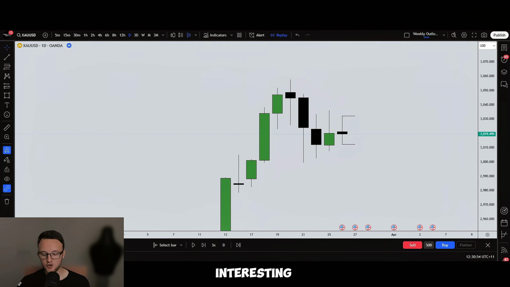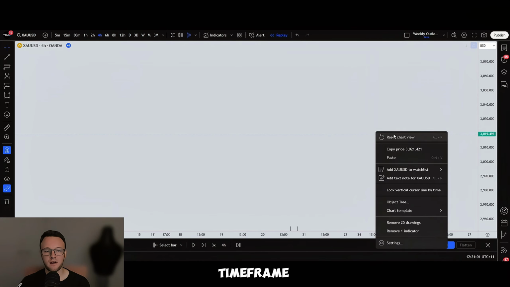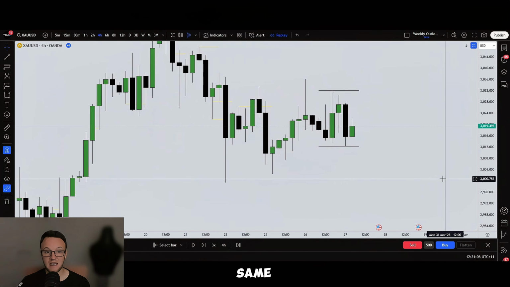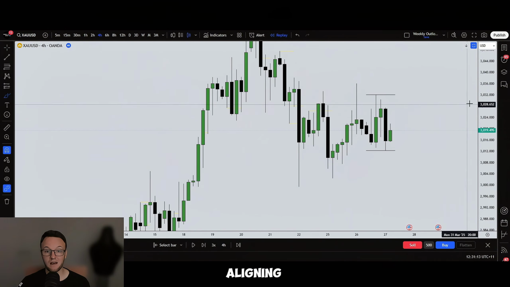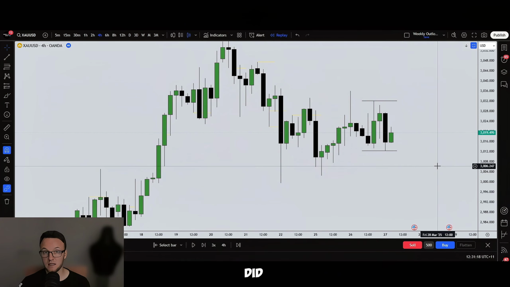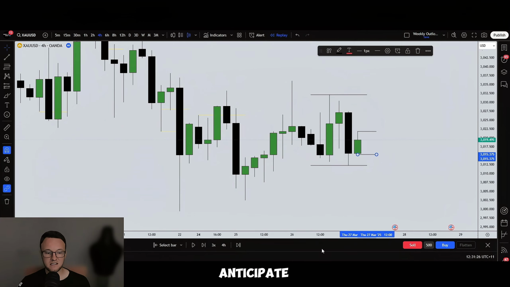Now comes the interesting part. I have marked out the high and low of this inside bar daily candle, and I'm going to jump down to the 4-hour time frame, and we're going to see here that we actually start to get this same price action and this same candle pattern on the 4-hour time frame in terms of inside bar. In this instance, we are closing bullish, aligning with our overall analysis from the higher time frames that we did previously. So here we have an inside bar candle, and I'm just going to mark that out again on the 4-hour time frame. And again, we can anticipate the same thing now.